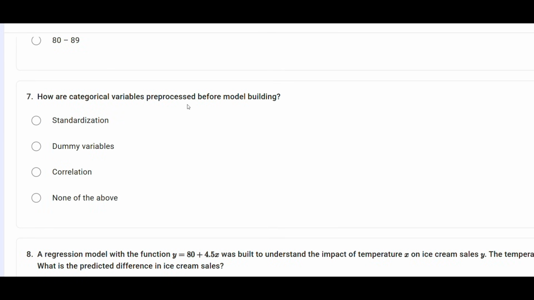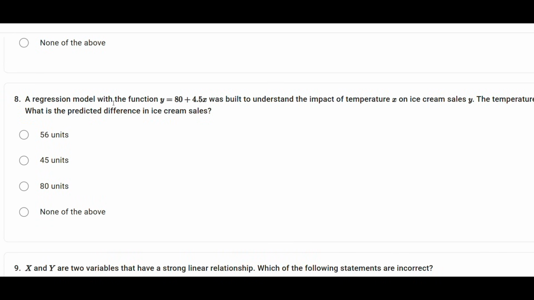Then come to the seventh one. How are categorical variables pre-processed before model building? So in this, dummy variables are the right one.